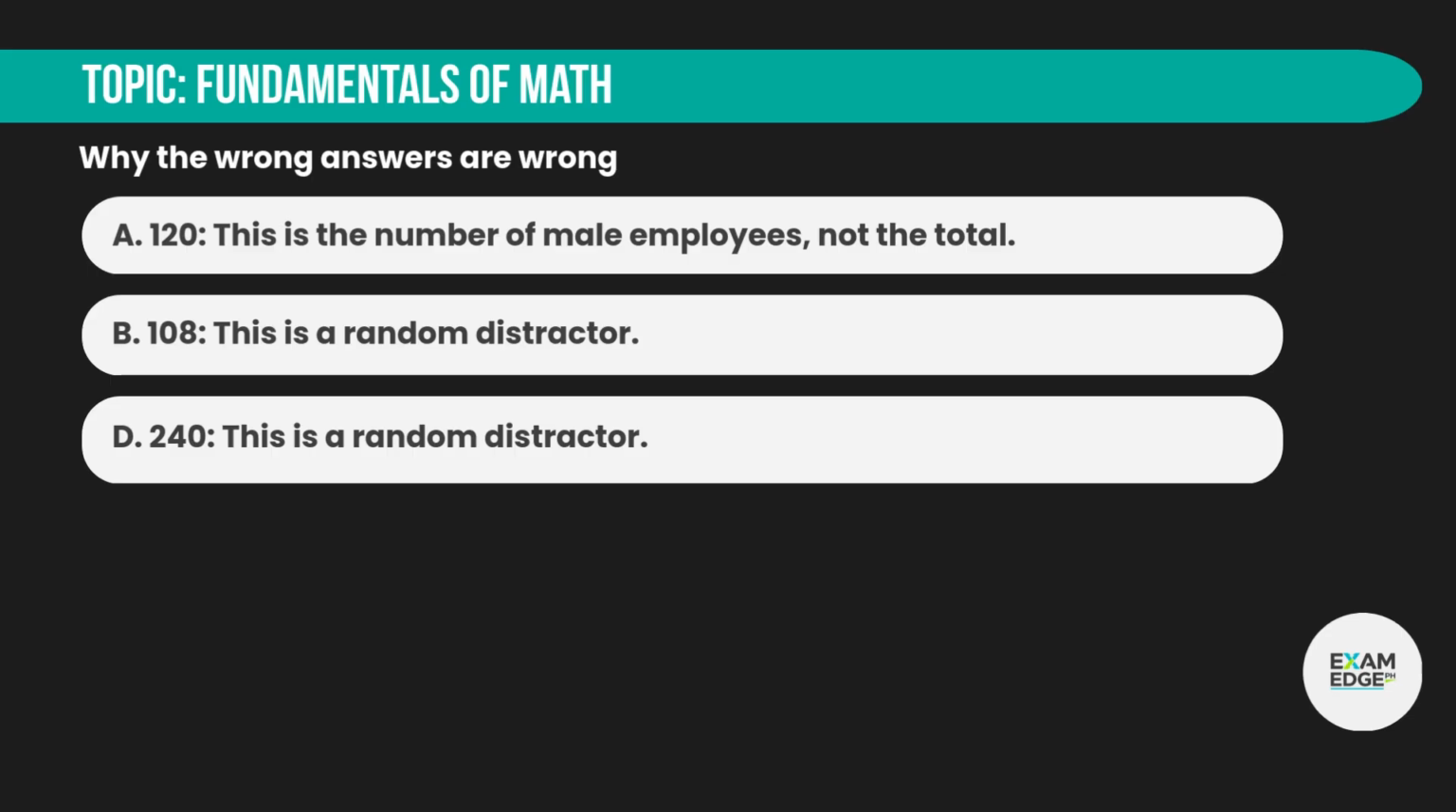Why the wrong answers are wrong? A. 120. This is the number of male employees, not the total. B. 108. This is a random distractor. D. 240. This is a random distractor.